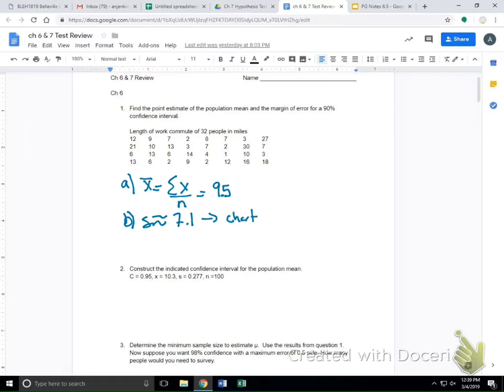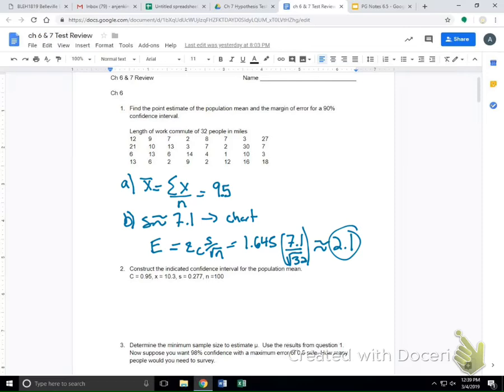And then I also ended up with that E, which is what I was looking for here, my error of ZC S over square root of n, which is equal to 1.645 times 7.1 all over the square root of 32, which is approximately 2.1.